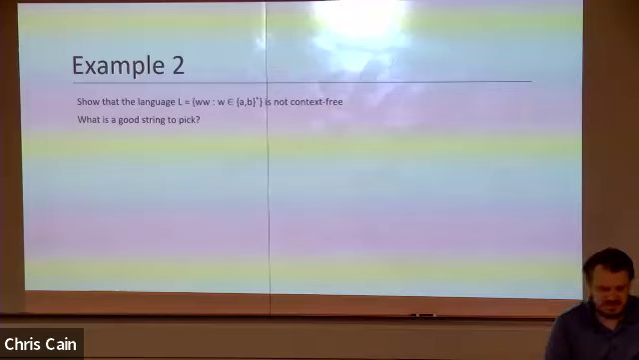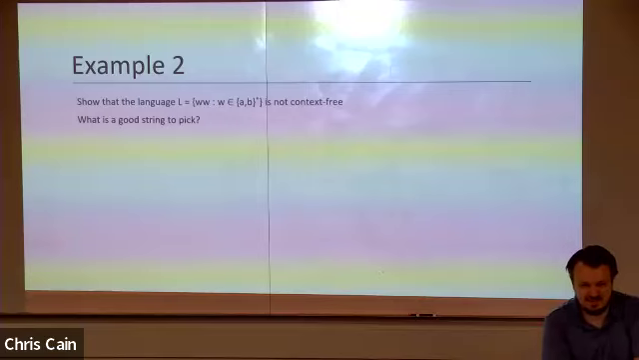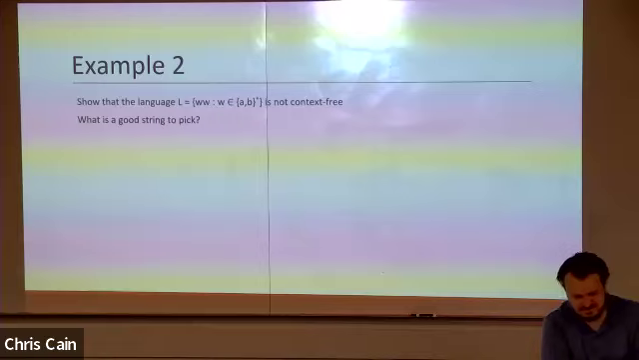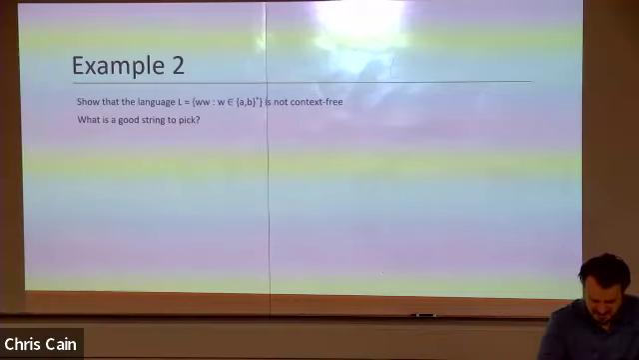And since the intersection of the people who are here right now and the people who were here yesterday is the empty set, I can ask, what is a good string to pick for this? What should we choose as W, such that WW becomes easy to show that it is not context-free?